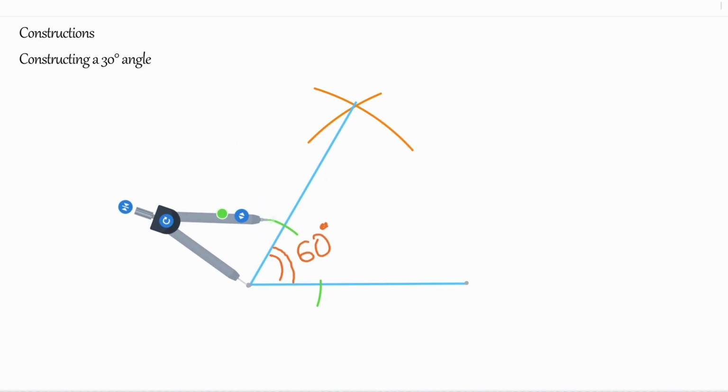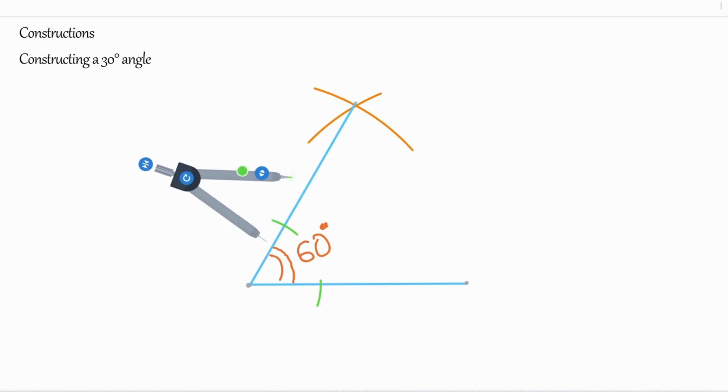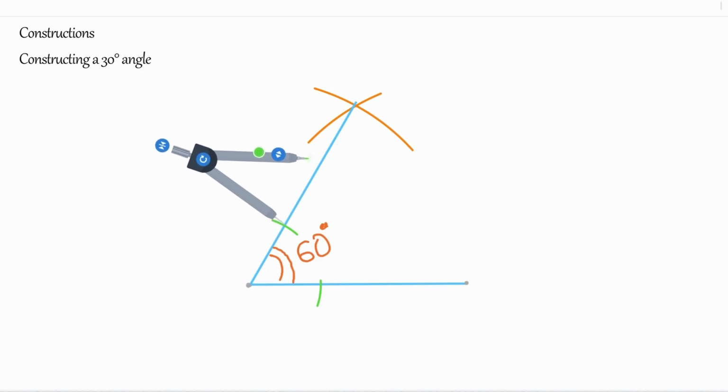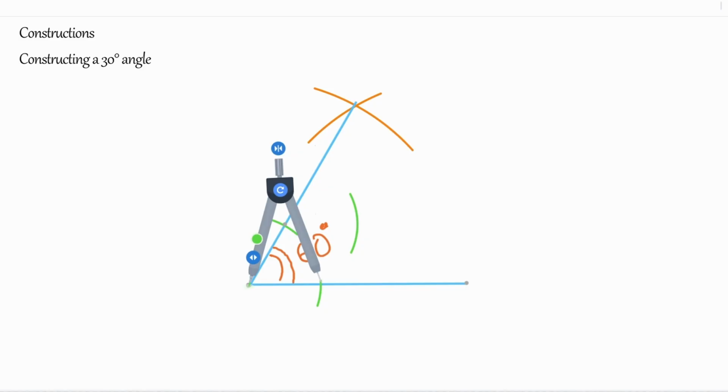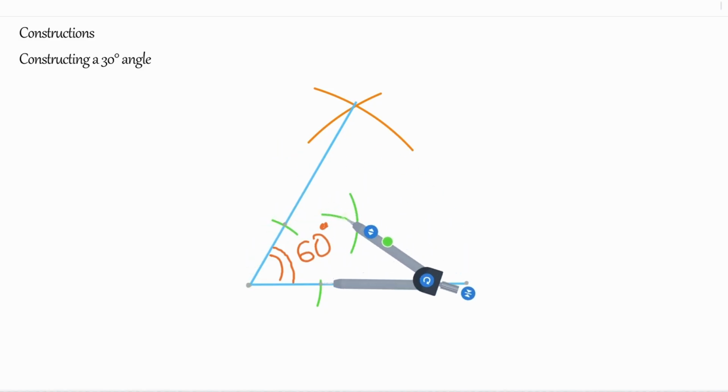Without changing the width of the compass, we draw a second set of arcs in the middle of the angle from both sides. So all we have done is bisected our 60-degree angle. Now if we take the ruler, we can draw a line from the corner of the angle going through the point of intersection of those arcs. And what we have now got here is a 30-degree angle right here.